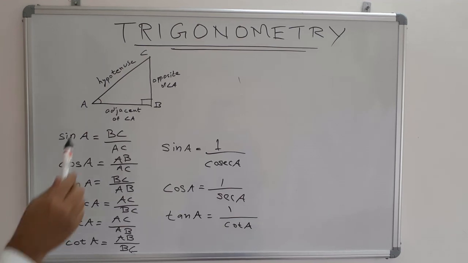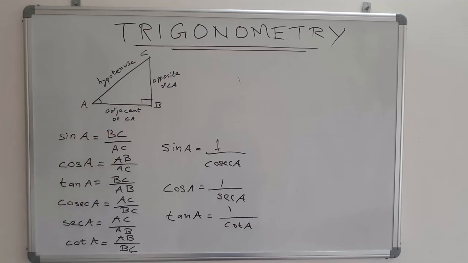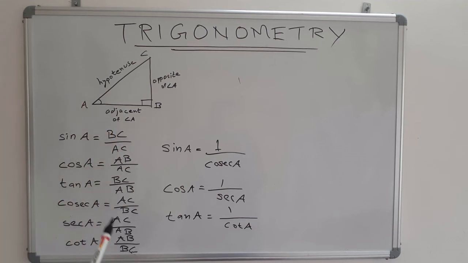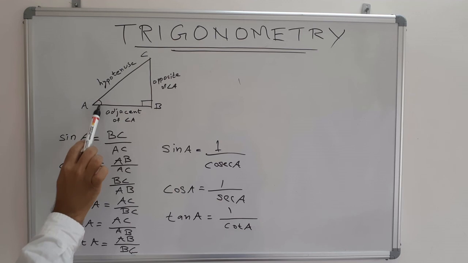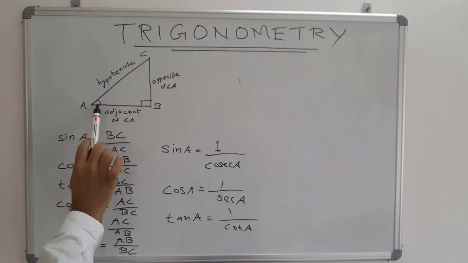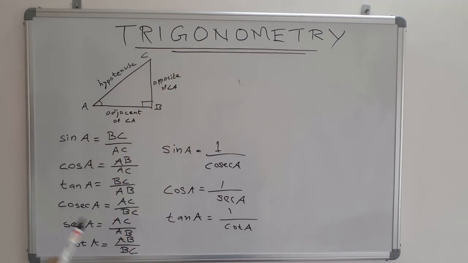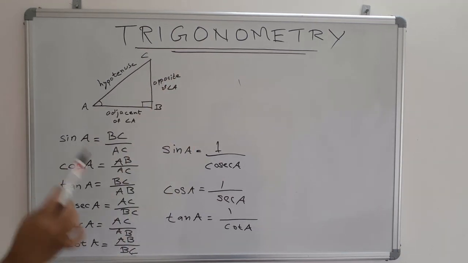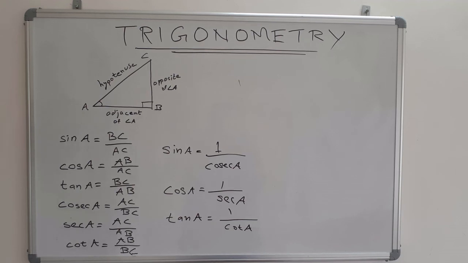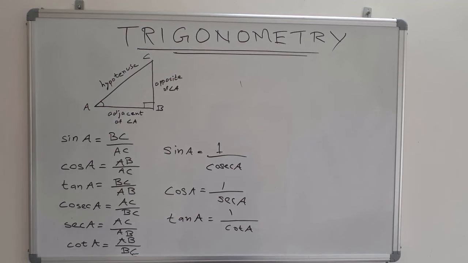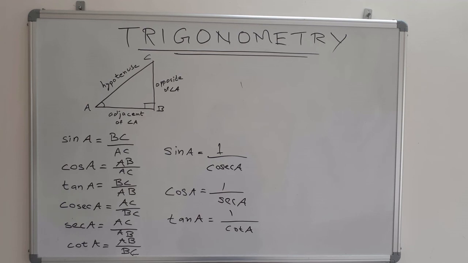And see one more thing, if this angle is constant, this ratio is not going to change. If this angle is constant, like if it is 30 degrees, and even if AB is longer and AC is longer, we will get a bigger triangle, but the ratio will remain the same. So that means for a specific angle, a trigonometric ratio is constant, it will not change.